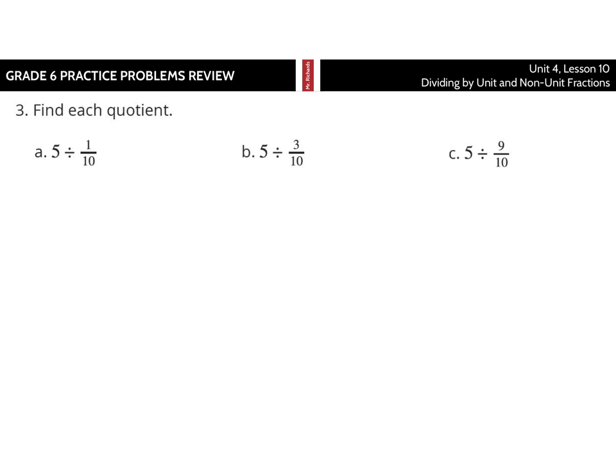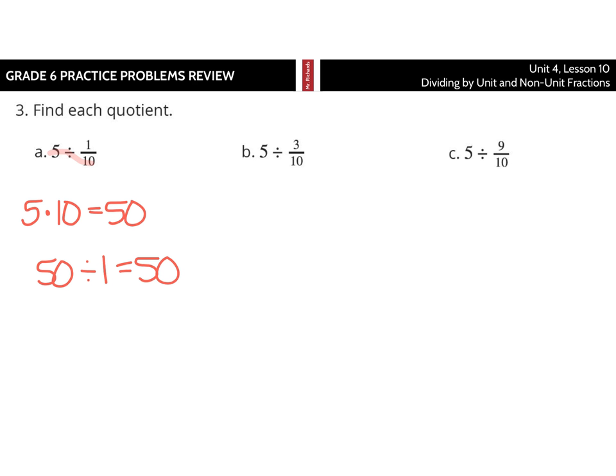Now let's keep this math party going here. 5 divided by 1/10. Let's multiply by the denominator first. So we're going to take 5 and multiply by, I'm sorry, by 10. 5 times 10 is 50. And then we're going to take that 50 and divide it by our numerator, which is 1. And, well, we just get 50 again.